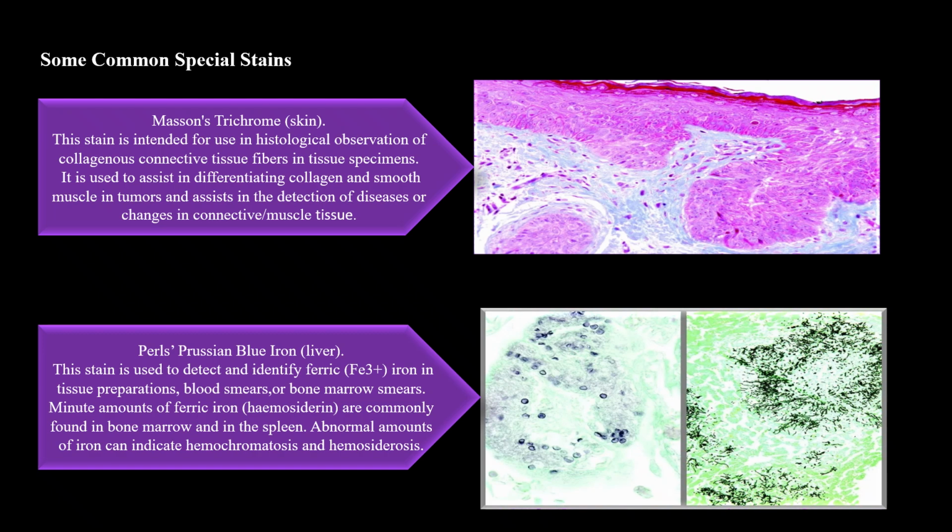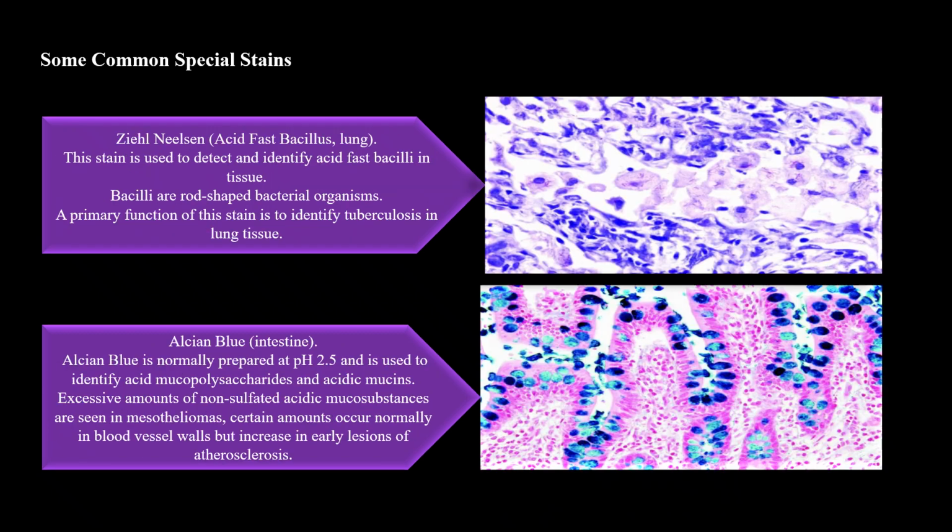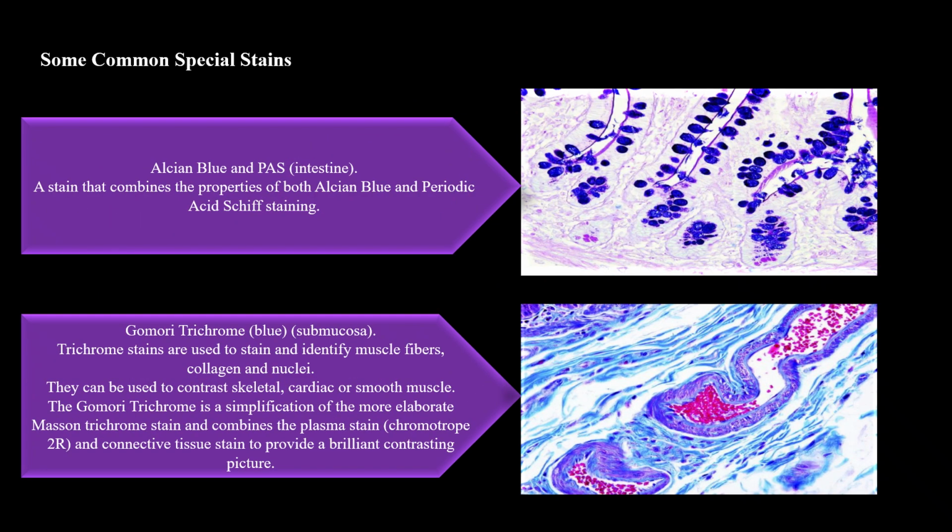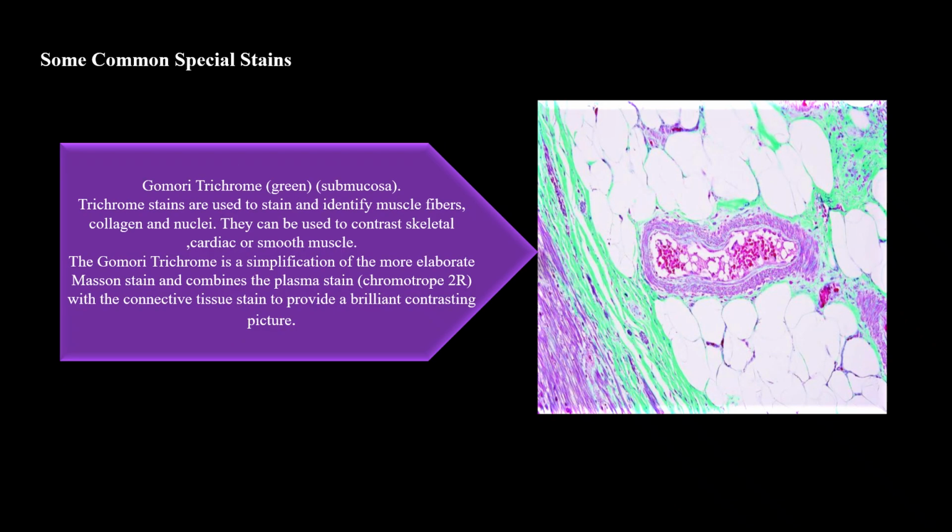The staining is used to detect and identify ferric iron in tissue preparation, blood smear, bone marrow smear, amount of ferric iron, hemosiderin commonly found in bone marrow. Common special stain, alcian blue and PAS, the stains that are components of alkaline stain. Common special staining, Masson trichrome green, Masson trichrome, used to stain and identify muscle fibers.